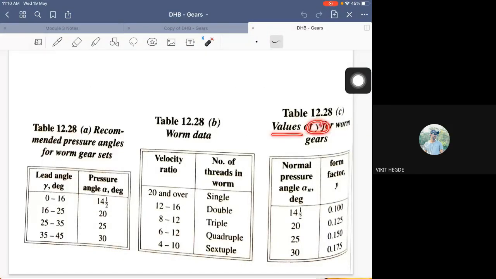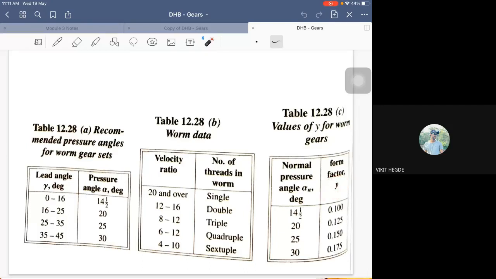Values of Y for the worm gear you can get. And suppose I told you, if the velocity ratio is 20 and over, it would be a single thread in the worm. If the velocity ratio is between these two, then it is a double thread in the worm. All this data you can get, and the correlation between the lead angle and the pressure angle. Even that data you can get from here. So as of now, what we require is the form factor value, that is capital Y.